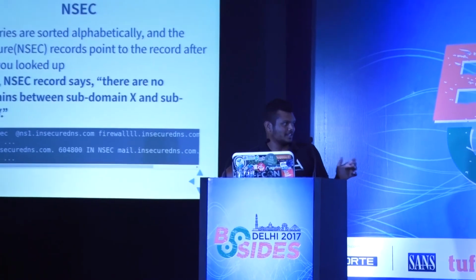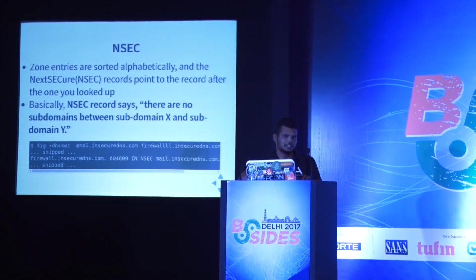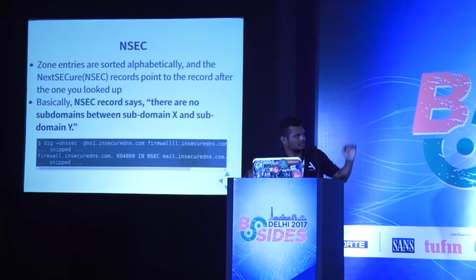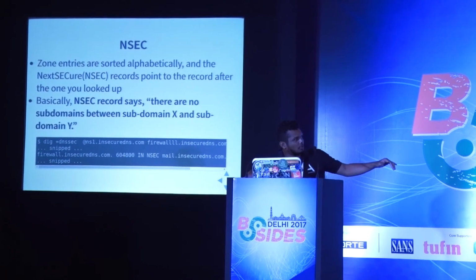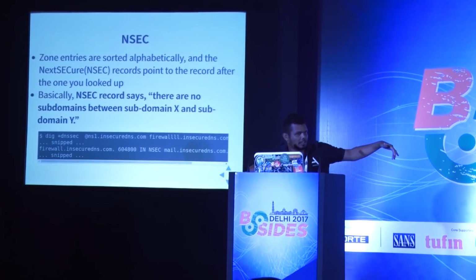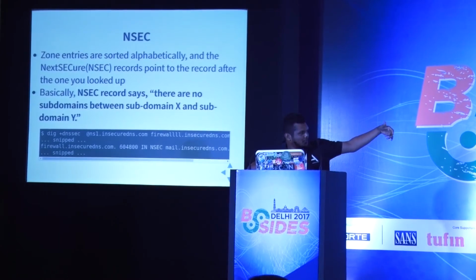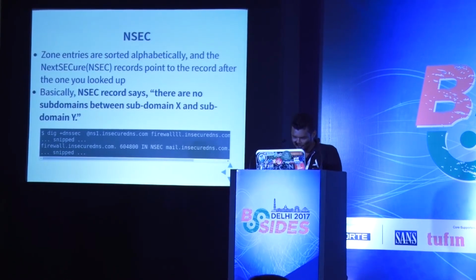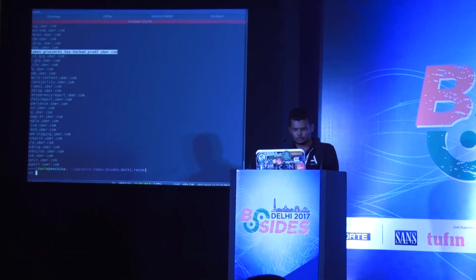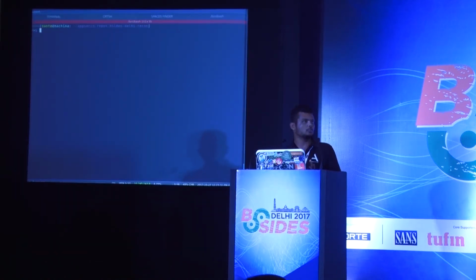NSEC is a record where, for example, if you ask for a non-existent domain like xyz.example.com and it doesn't exist, it puts all the domains in alphabetical order, and then it goes to the previous domain and gets you the NSEC record. It actually did not make sense. So anyway, let's put it this way. In DNSSEC, there are two records that you can use to deny the existence of a domain.